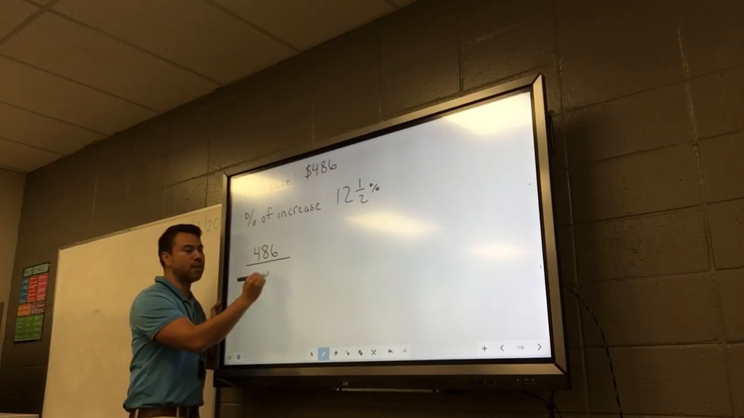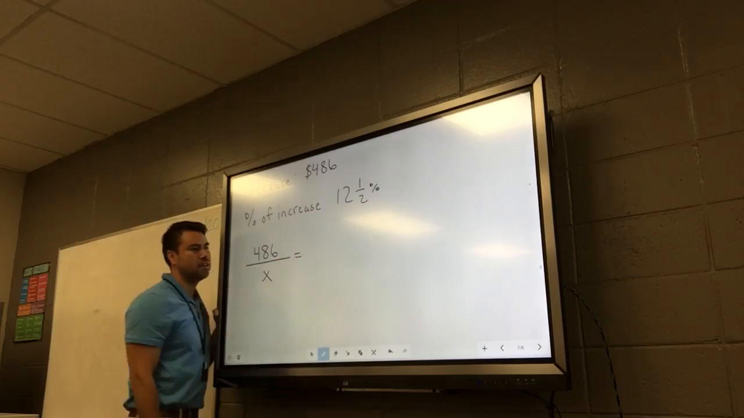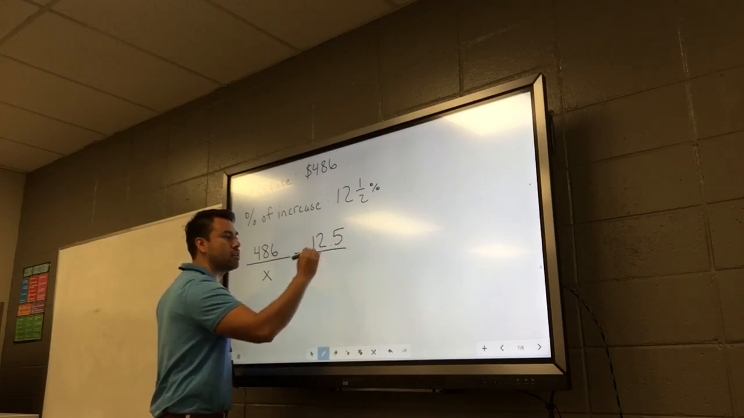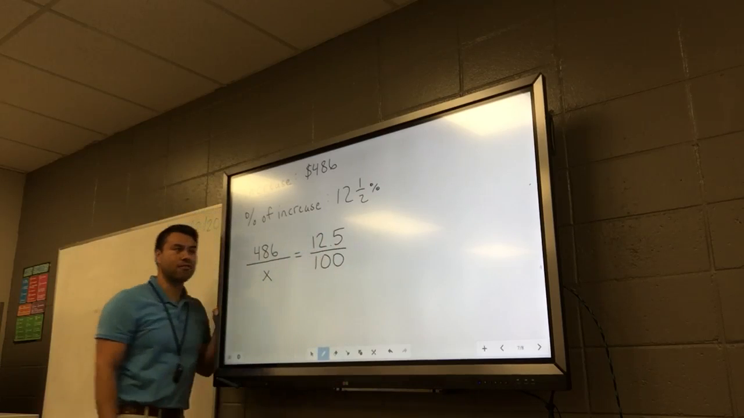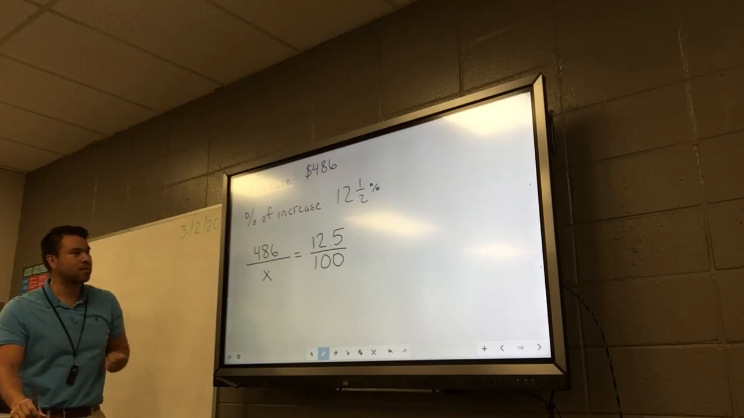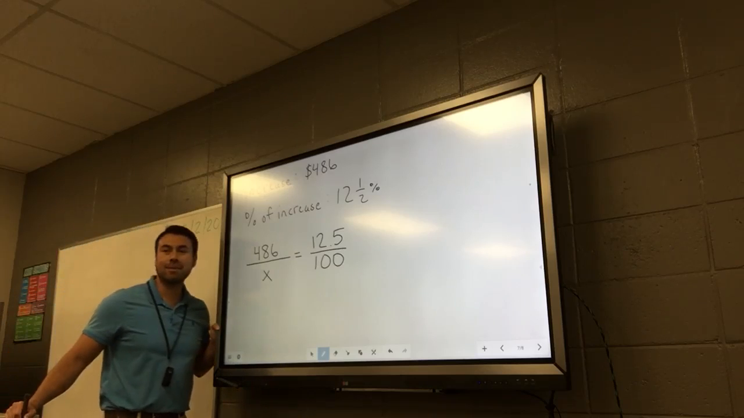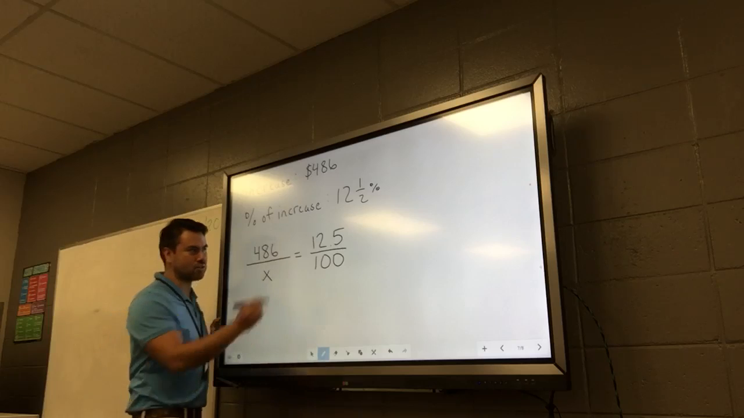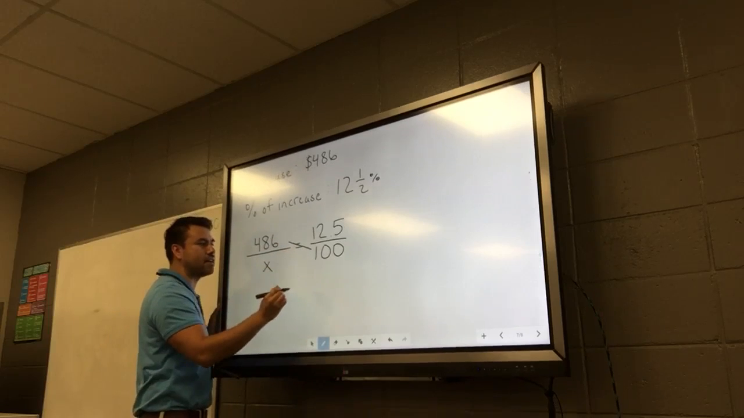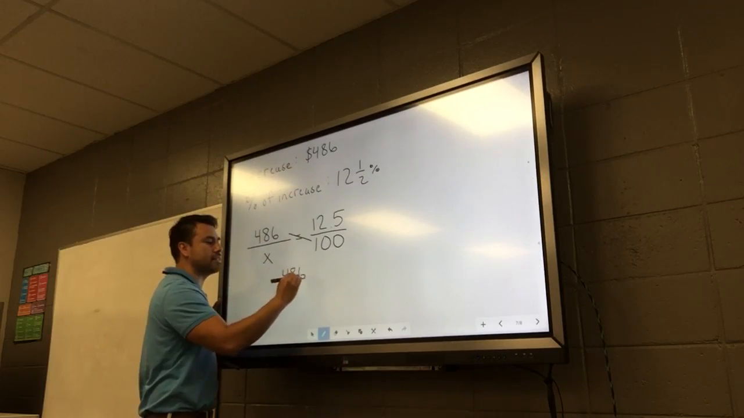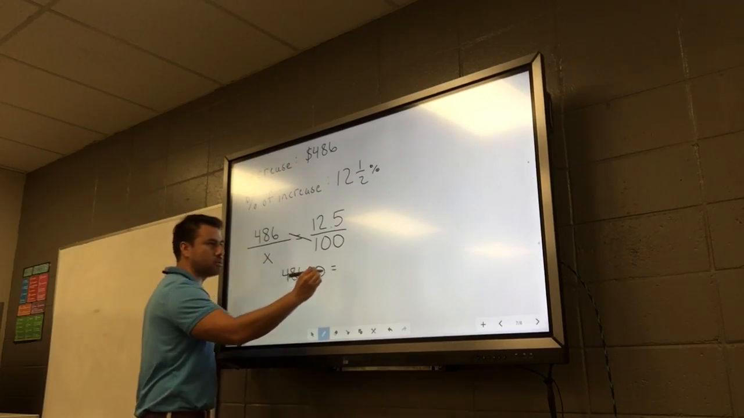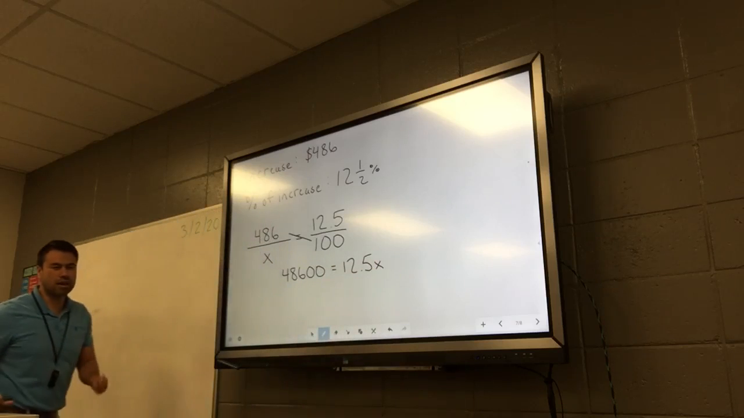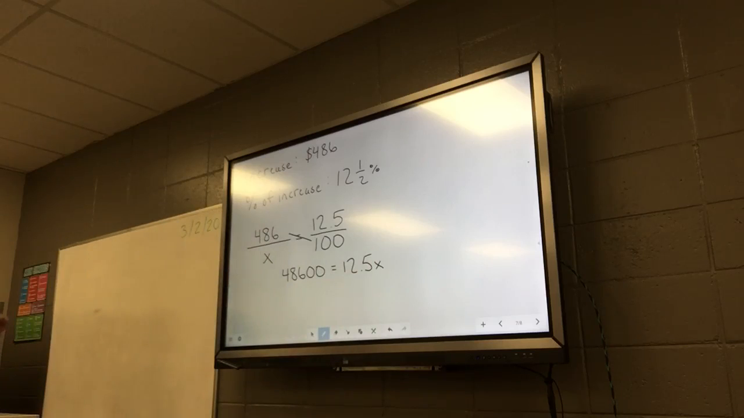Over the original amount, which we are trying to figure out first, is going to get me, and you could put it 12.5 over 100, but 0.5 is probably easier. Maybe not. How do people do it with fractions? You're going to have to do fractional. 486 times 100 is 48600, which equals 12.5x. Now, please listen carefully because a lot of you get the right digits, but not the right place value.